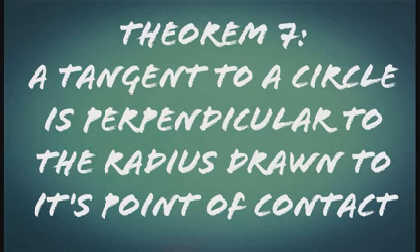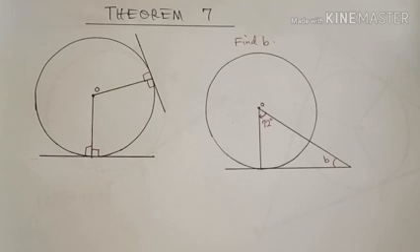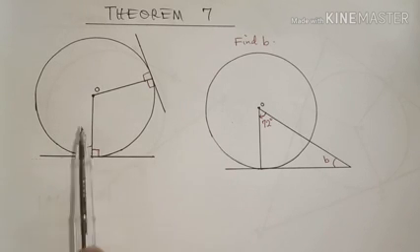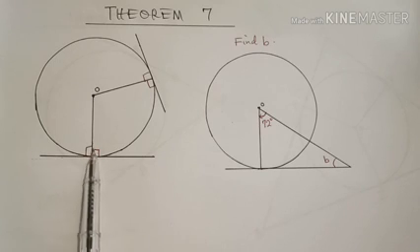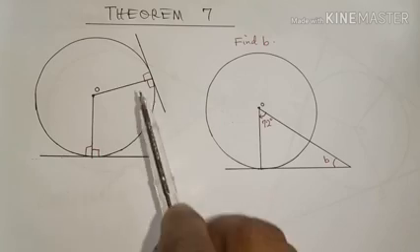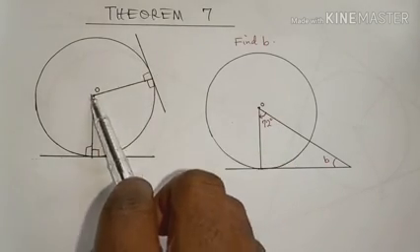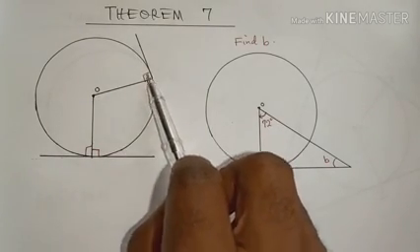Theorem 7. A tangent to a circle is perpendicular to the radius drawn to its point of contact. This obviously is one of the simplest theorems, and it is very easy to recognize. How do you recognize it? When you have a tangent and you have radius, where they both meet, there is 90 degrees. You have tangent, you have radius, there is 90 degrees.